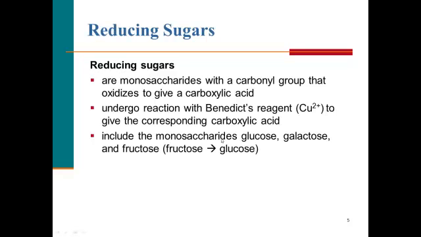So the monosaccharides that can serve as reducing sugars are glucose, galactose. Remember that the galactose is the same as glucose except it differs at carbon 4, and also fructose. Now fructose itself is a ketose, but it can be oxidized because fructose can easily be converted into glucose, and then glucose itself can be oxidized. So fructose isn't directly oxidized at carbon 2, but it's converted from a ketose to an aldose, and then the aldose is what is oxidized.